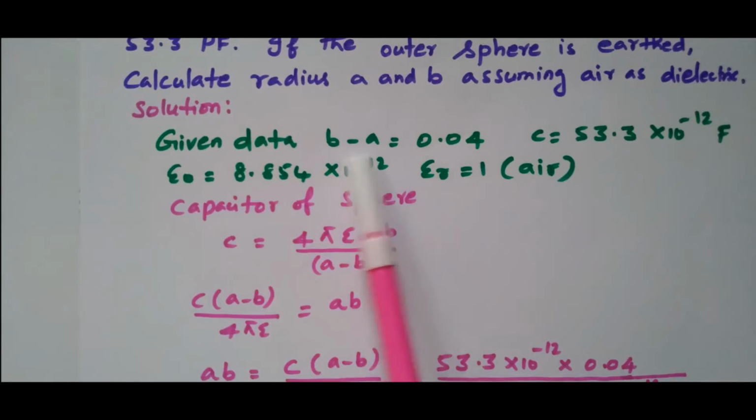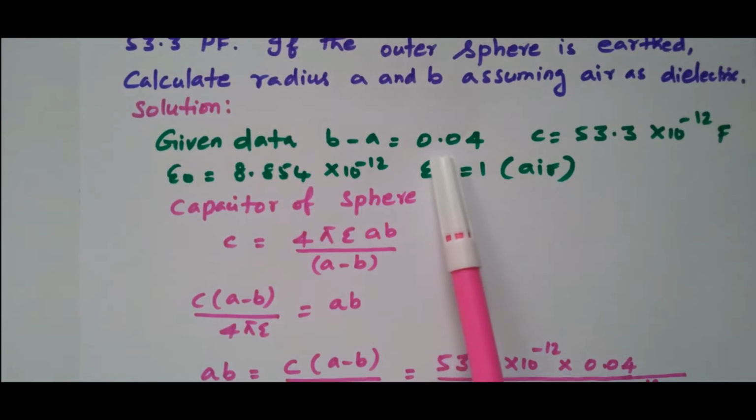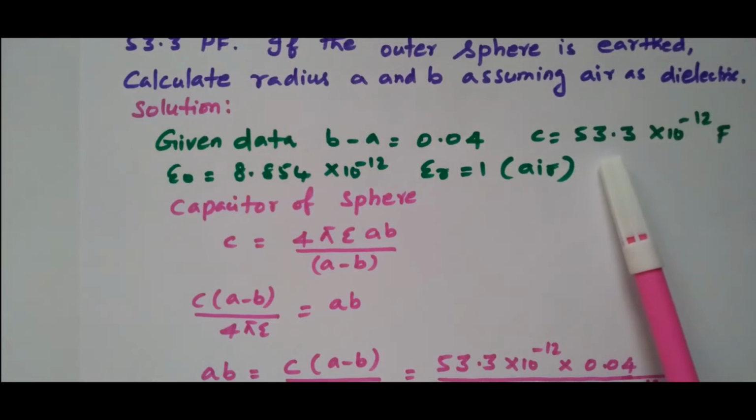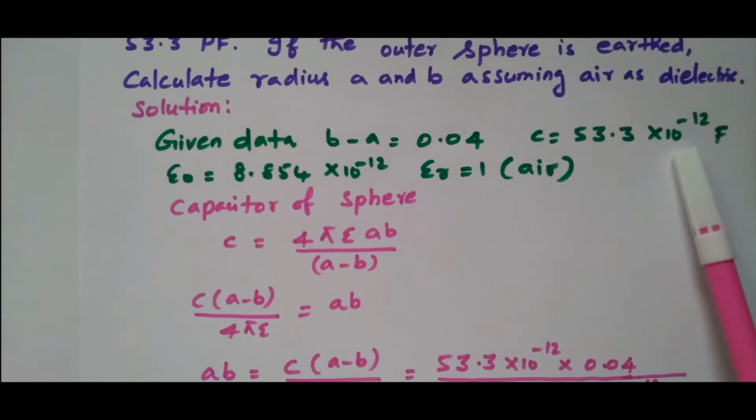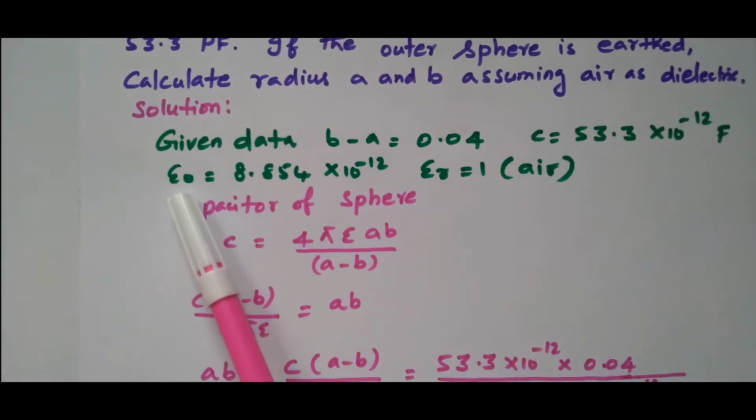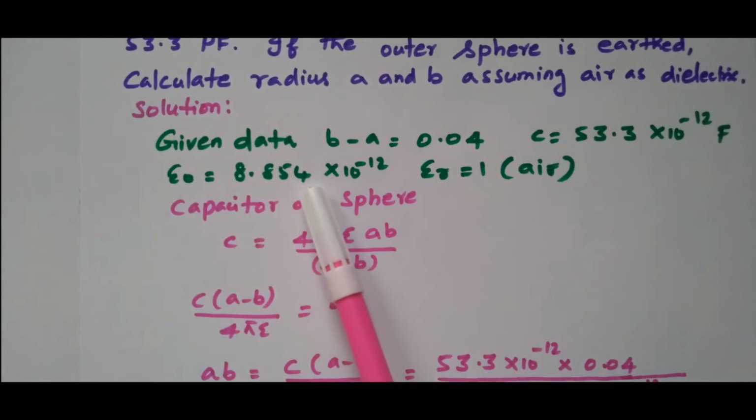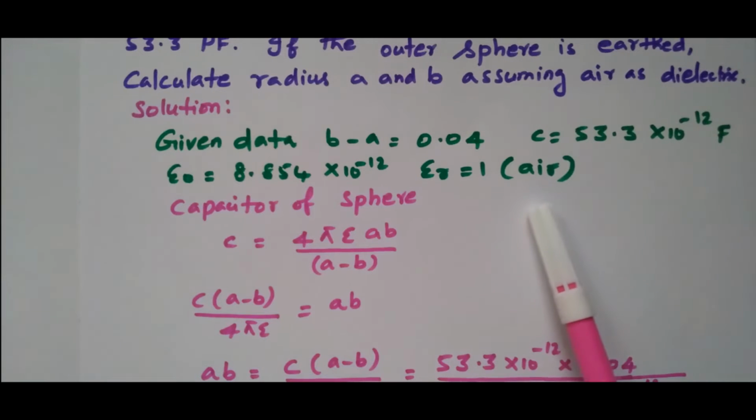The difference between these two is B minus A equal to 0.04, that is 4 centimeter. Converting into meter, 4 into 10 to the power minus 2, that is 0.04 meter. The capacitance value is given as 53.3 picofarad, that is 53.3 into 10 to the power minus 12 farad. Then epsilon naught is a constant, 8.854 into 10 to the power minus 12. Epsilon r equals 1 because air is the dielectric.